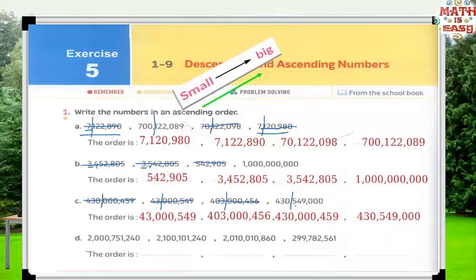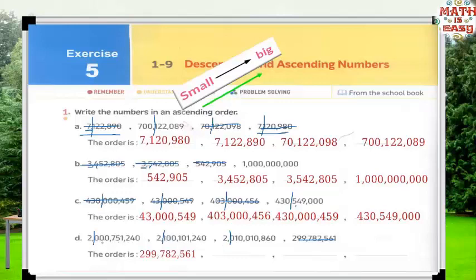435,549,000. The last one has 4 periods, 4 periods, 4 periods, and here 3 periods. That means this number is the first. 4 periods make it easy to compare between 3 numbers. Here we have 0 in the 100,000 place and in the 100 millions place, and here 1, here 0. 1 is bigger than this 0 and this 0. So we make the comparison between the first and the third number.